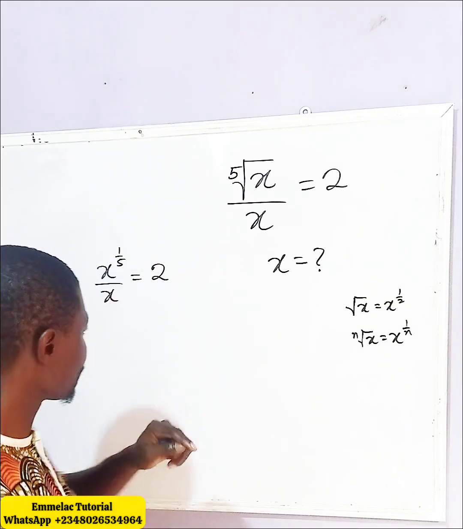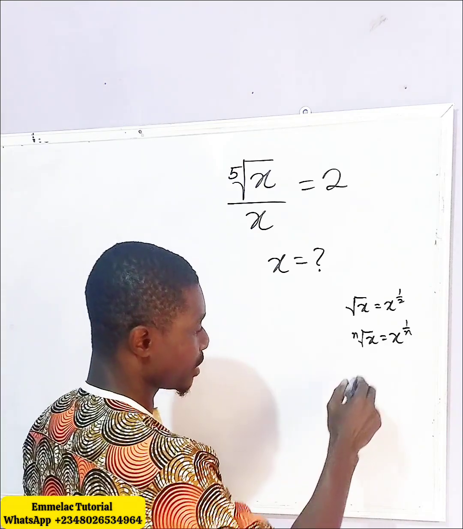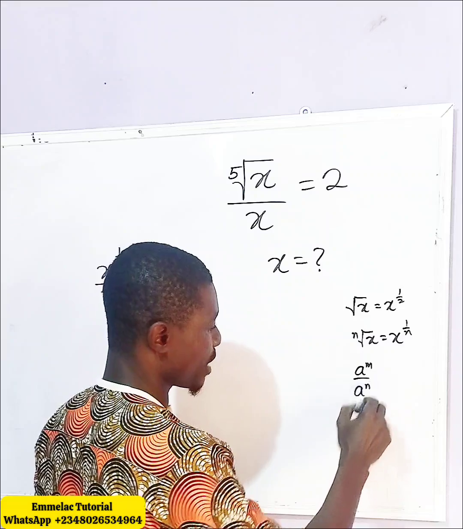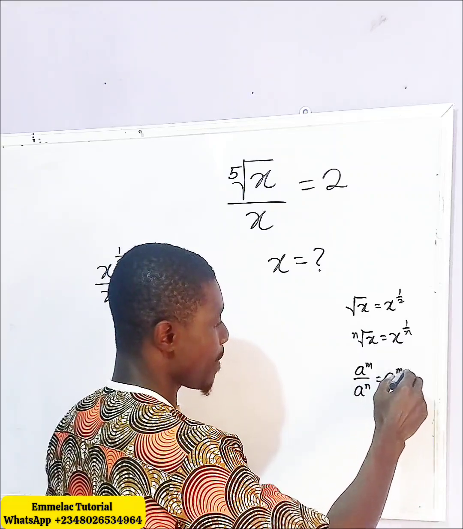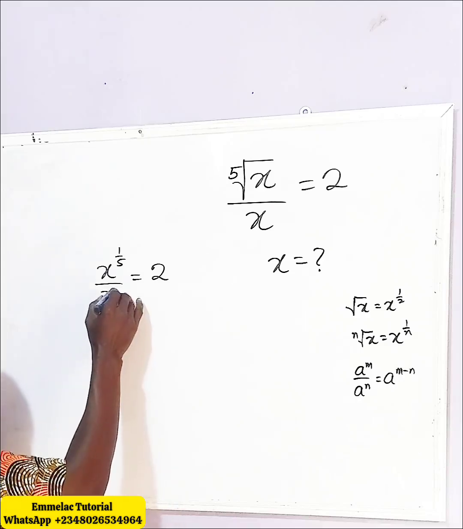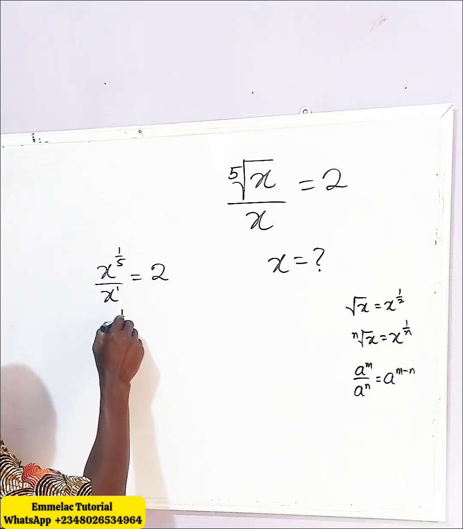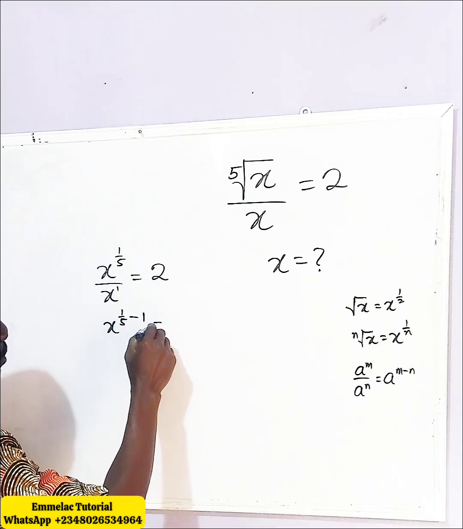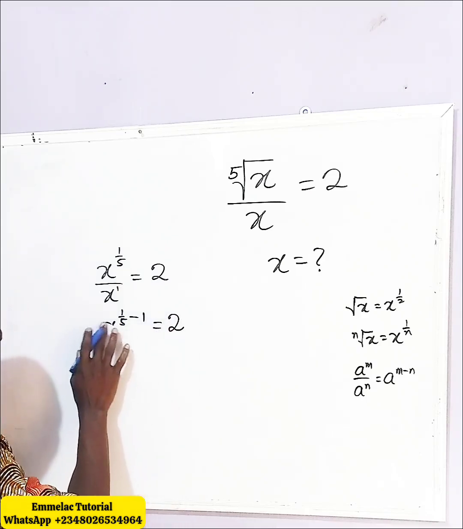Now according to the law of indices, if you have a raised to the power of m all over a raised to the power of n, as long as they have the same base, we can say this is a raised to the power of m minus n. Now applying that rule here, take note that this is 1. So here we have x raised to the power of 1 over 5 minus 1, equals 2. So let us resolve this exponent here.